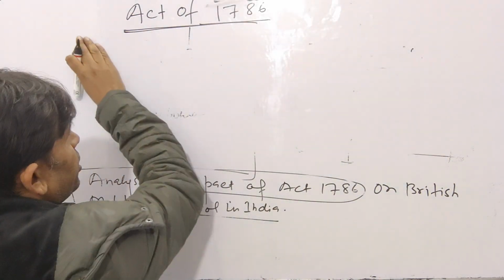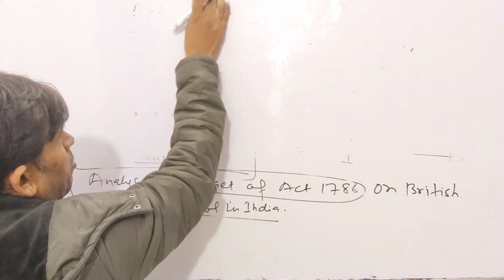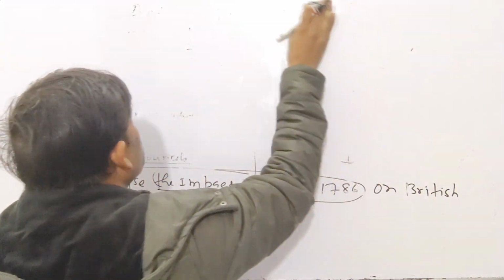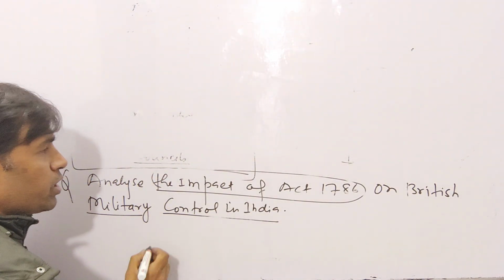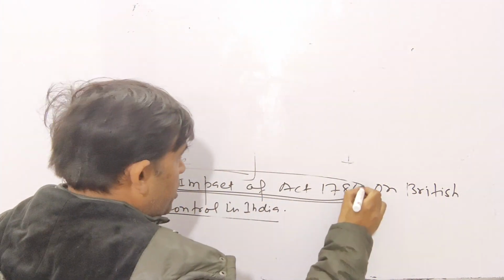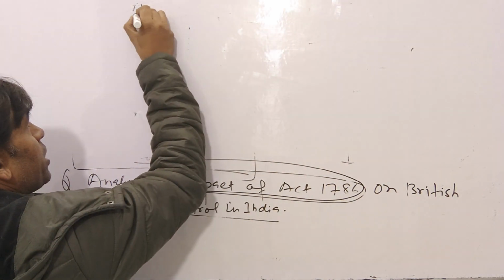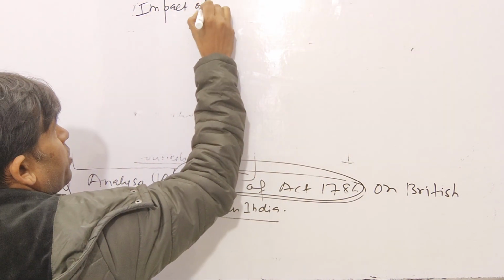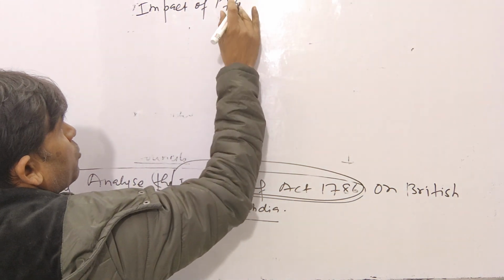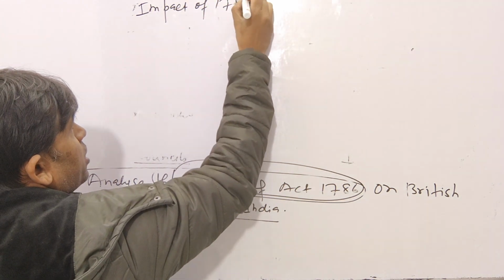Let us discuss here. The answer may be according to the need of the question. What is the question basically asking? The question is asking about the impact of 1786. So what impact could we see? We can see it in two ways.